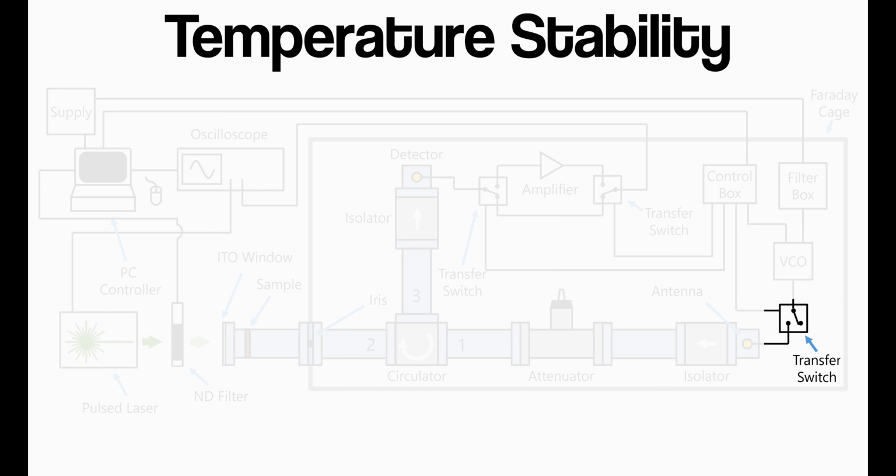And we'll talk about that a little bit in the next video. But when we carry out the calibration, we'll toggle the transfer switch and just send the microwaves to nowhere. The reason we do this is that we now have no microwaves falling on the detector, but we haven't turned off the VCO, so we don't have to worry about changes in temperature affecting frequency and so on.